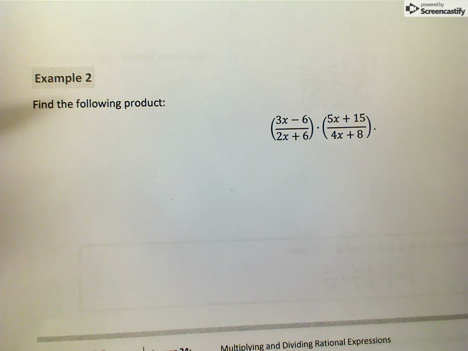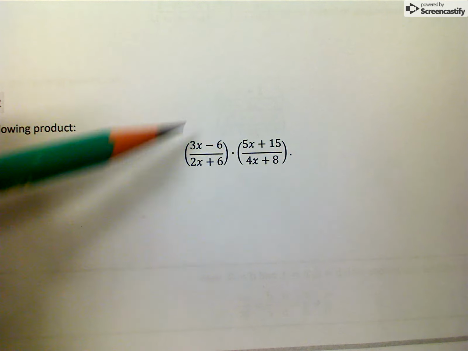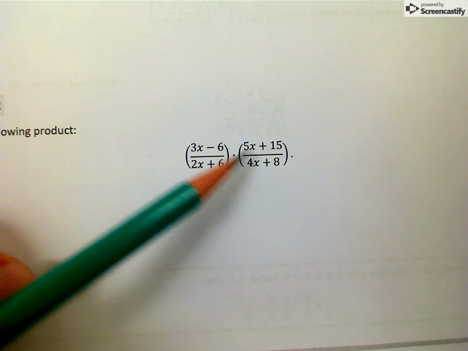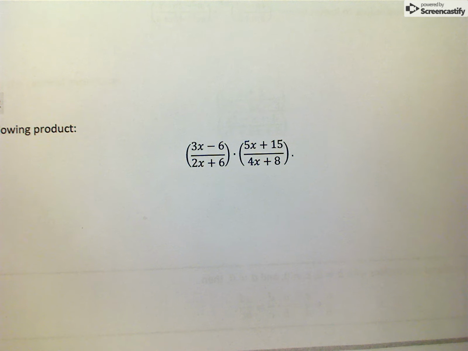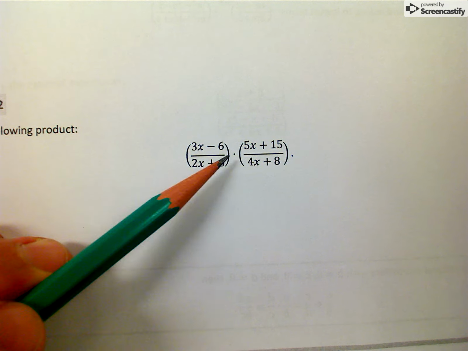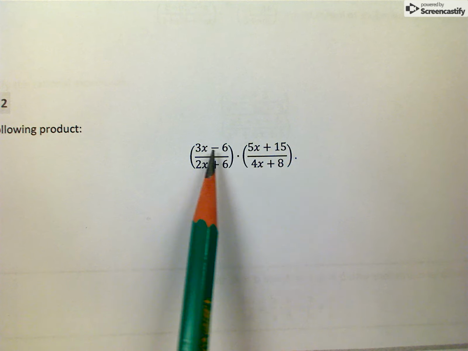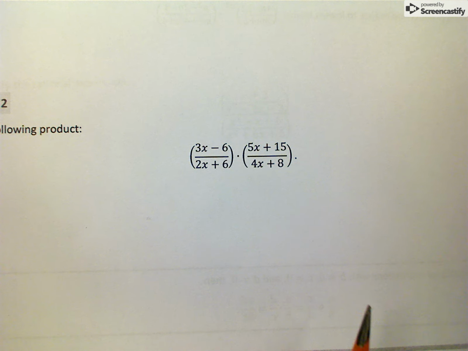In example 2 of lesson 24, we're trying to evaluate this product. This is two rational expressions, each of them with a single variable x, and we're asked to just multiply these two things. So as we learned earlier in this lesson, I can multiply the tops and I can multiply the bottoms in order to get this product.